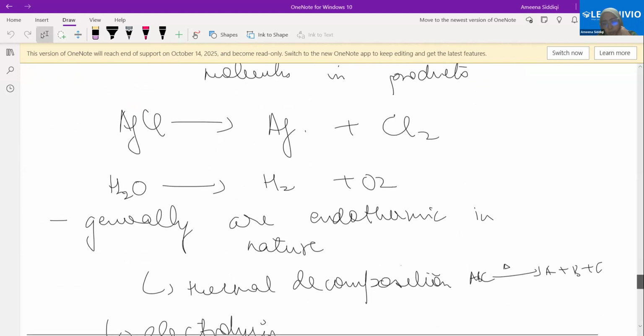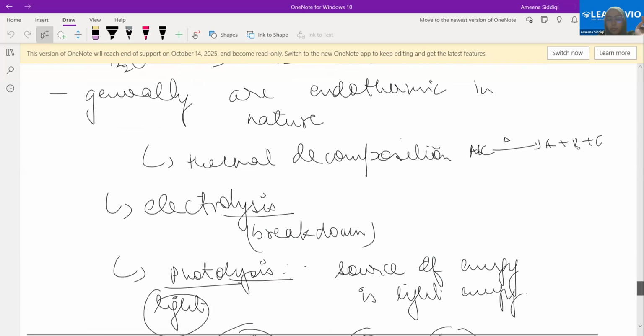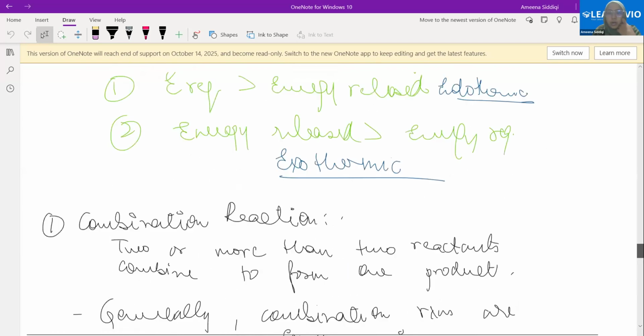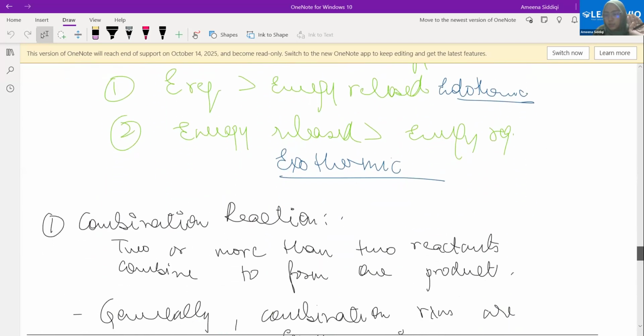Fine. Any problem till here? No, ma'am. Also, we discussed the nature of the chemical reactions, whether it could be an endothermic or an exothermic reaction based on the overall energy which is greater, either supplied or released. Yes, fine, good. Now, tell me one thing. We have discussed all of this. Any confusion till here?